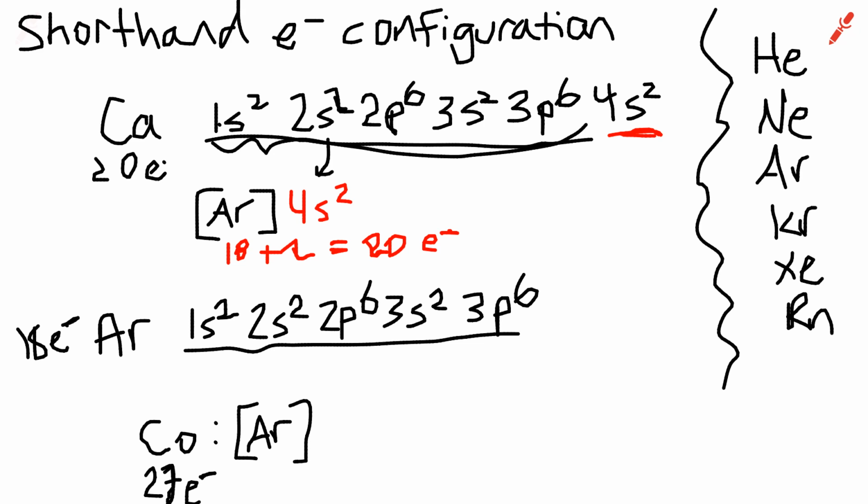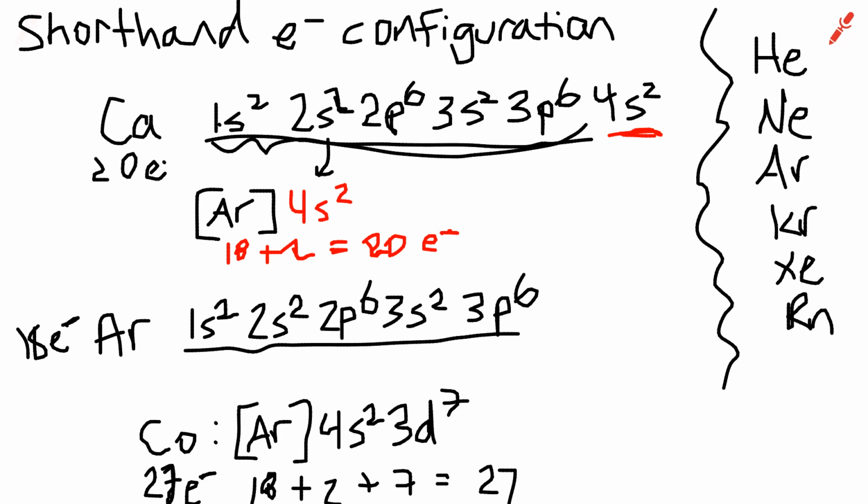Then we would look, well, okay, after argon we would need to write down 4s2, and then we would say, well, okay, the next group is 3d, and since there are only 7 electrons that we would need to get to 27 at that point. Again, like I said, there's 18 in the argon, 2 in the s orbital, and then 7 in the d orbital. That's where we get the 27 from. And so this would be the shorthand electron configuration for cobalt.